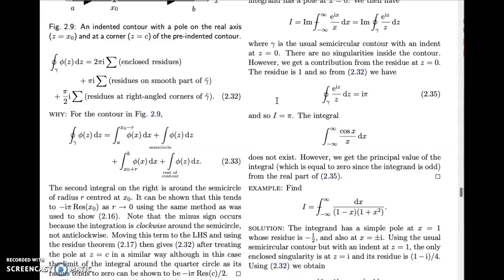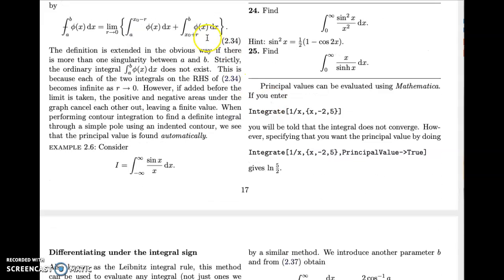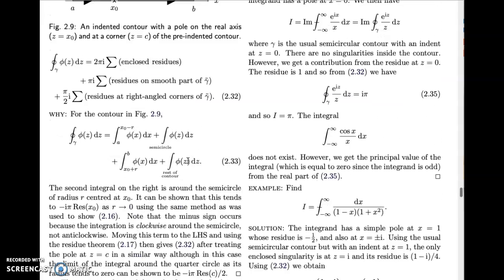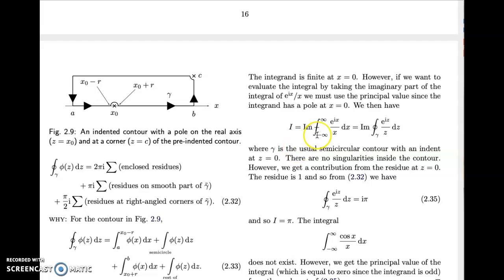Well, it's a Jordan's lemma type integral, right? So sine x we can write as the imaginary part of e to the ix. So we're going to have to evaluate e to the ix over x, and take the imaginary part of this. This is where we get problems, because e to the iz over z does have a singularity at z equals 0. So if we do the usual semicircular contour, that is going to have a pole at x equals 0.